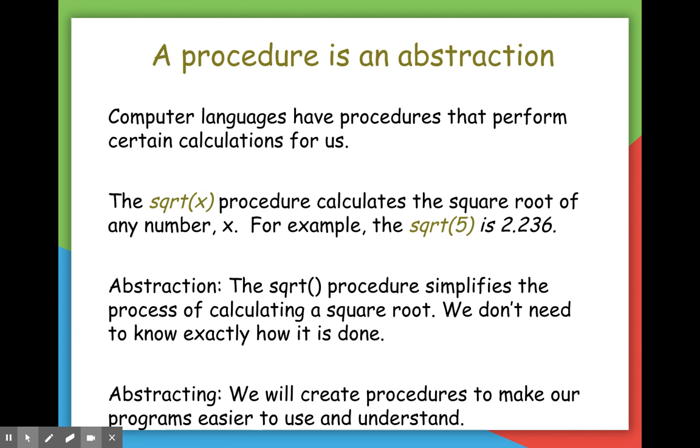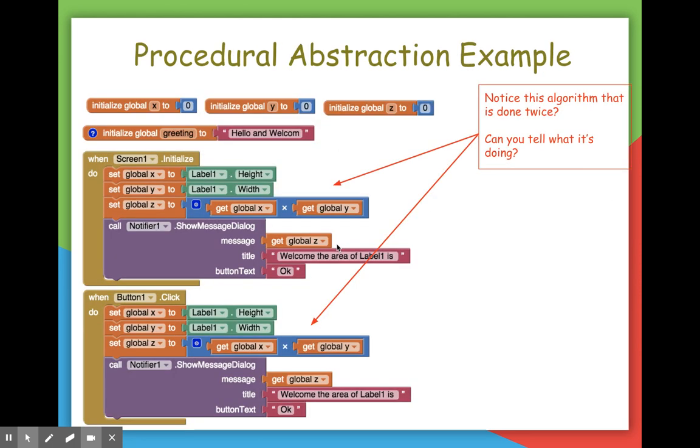The square root simplifies the process. I don't have to write out the whole square root formula. I can simply say, just do this. Give me the square root of whatever number's in the parentheses. And that's what this is about, that square root piece. Now, here's what's called a procedural abstraction.